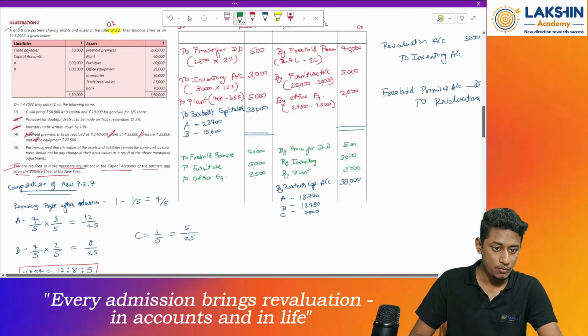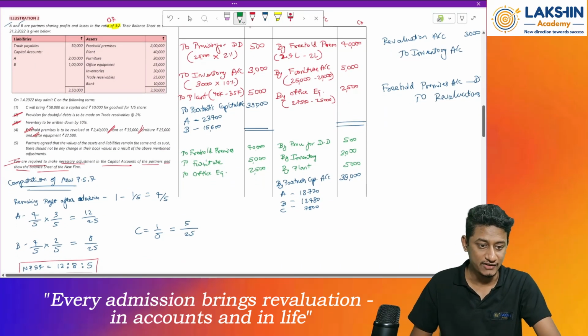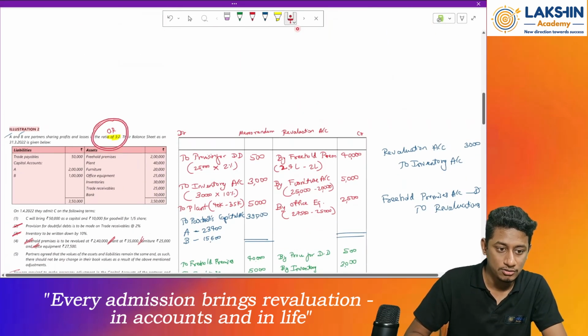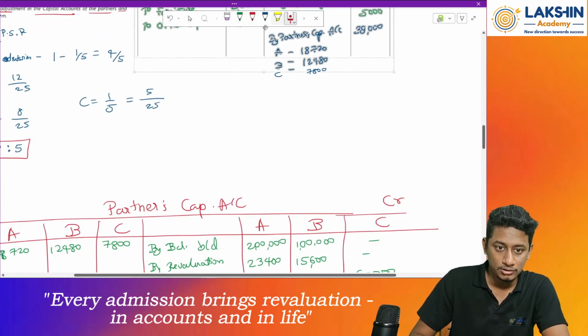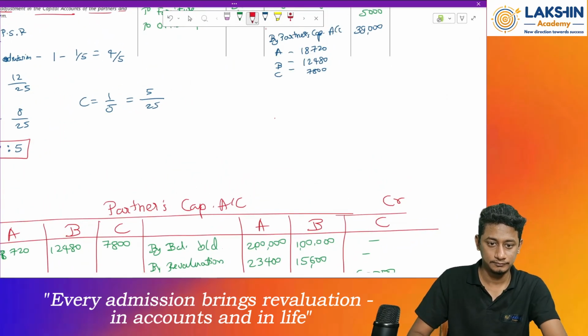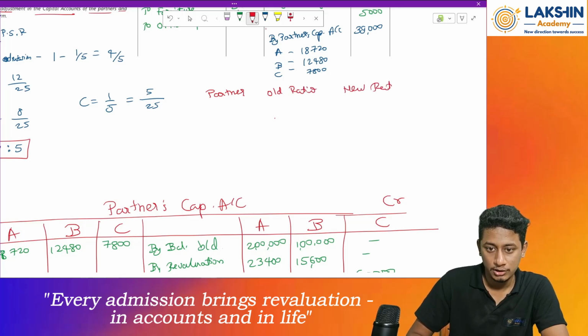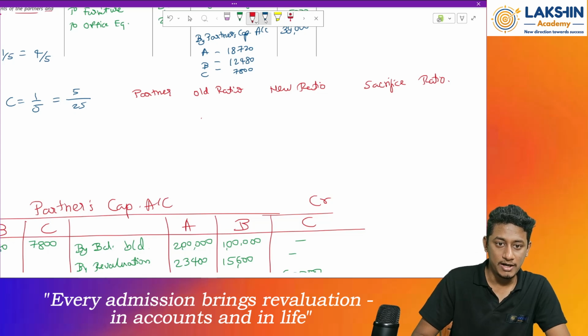Now what to do? Now next is the goodwill adjustment. But for goodwill adjustment, do we have the sacrifice ratio? No sir, we don't have the sacrifice ratio. So what to do now? But we have the new ratio. We have the old ratio. Yes. So what we will do is, we will prepare a small schedule again. So partner's name, then old ratio, new ratio. Then we will have sacrifice ratio.